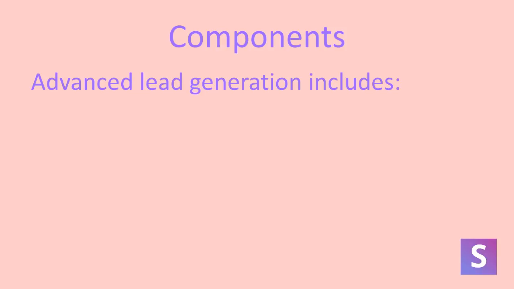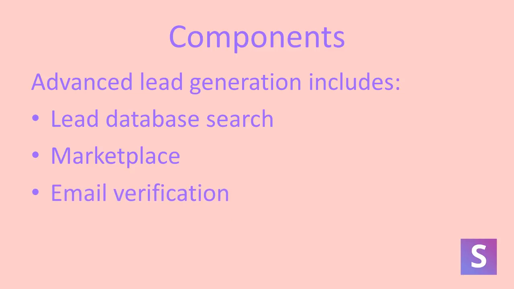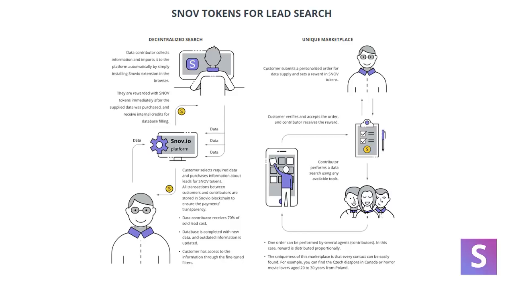So the components of advanced lead generation include a lead database search, a marketplace with email verification, and then the email campaign. And we can see here how the Snov tokens are going to function in the marketplace. So we have the contributor up in the top left who is collecting information and imports it to the platform just simply by installing the extension in the browser. They are then rewarded with the Snov tokens immediately after the data is purchased, and they receive internal credits for just filing in the database. The data is collected on the Snov.io platform.